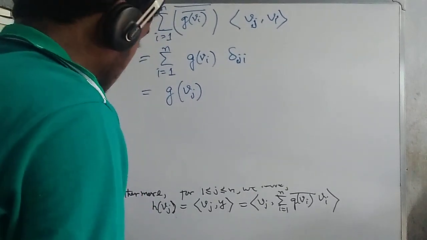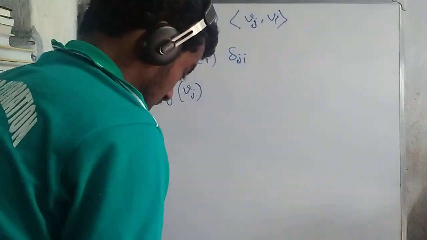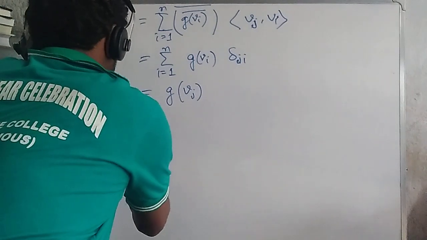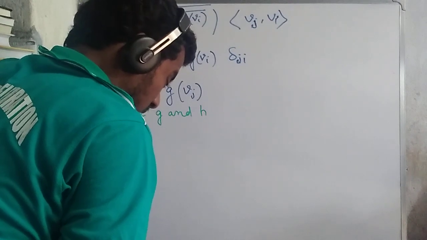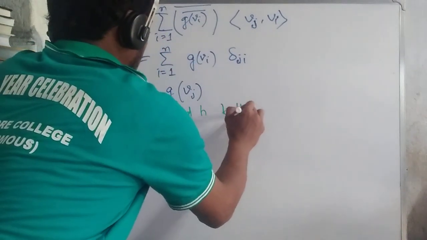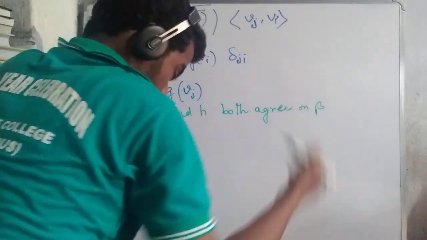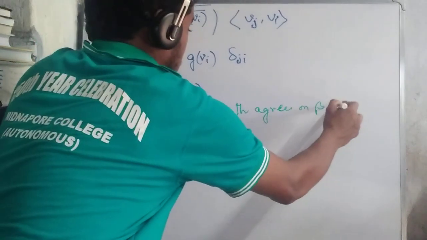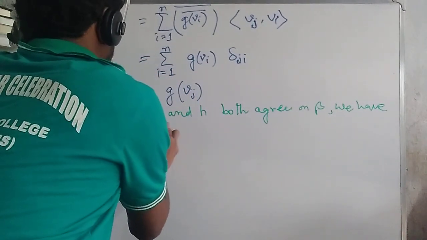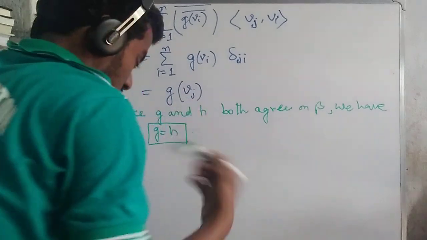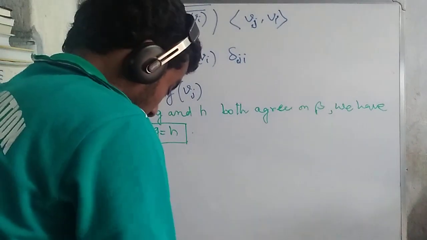Then since g and h both agree on beta, we have that g equal to h. Understood? Then we have to show that y is unique.